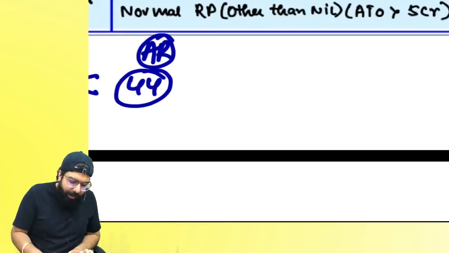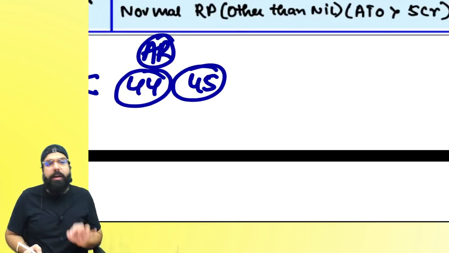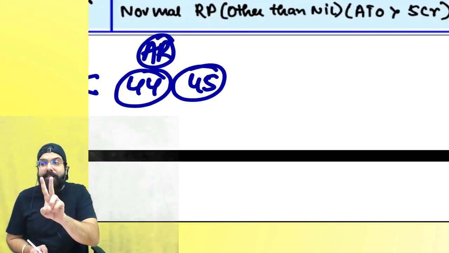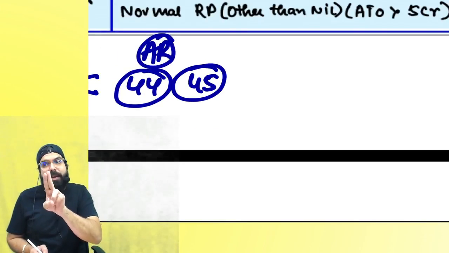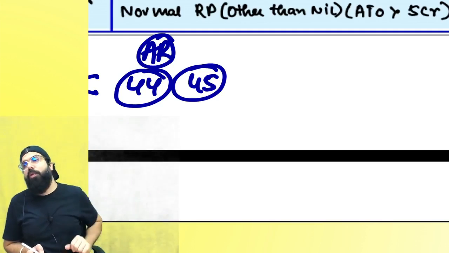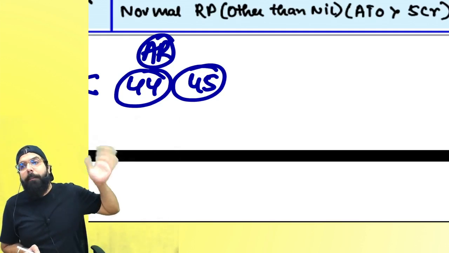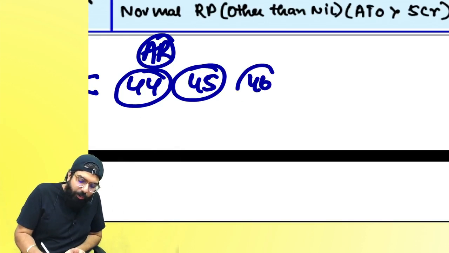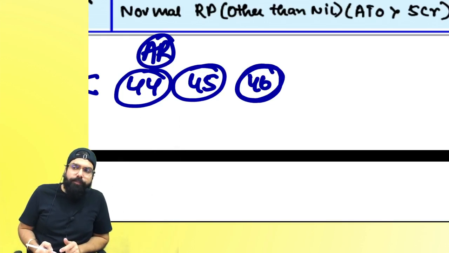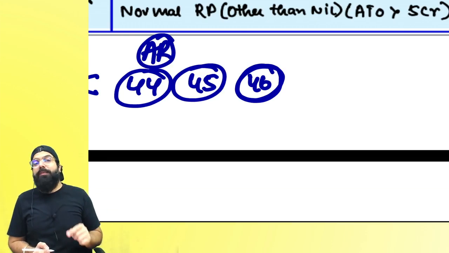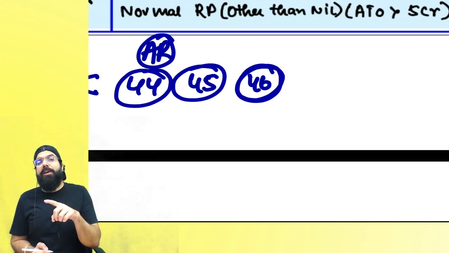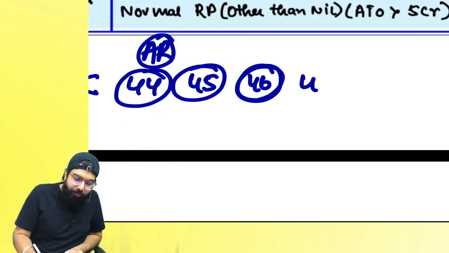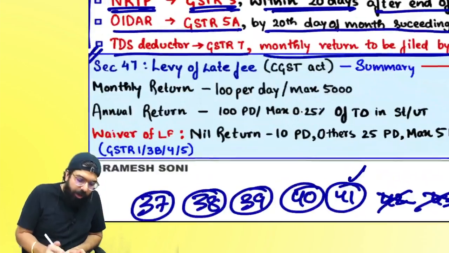Then we have section number 45, which is your final return, the bye-bye return. From the date of order of cancellation or the actual date of cancellation, whichever is later, within 3 months you have to pay your taxes and file your final return in case of cancellation of registration. Section 46 I have already told you about. If within 15 days you have not filed your return, notice will be given and you have to file your return within 15 days. Now 47 is talking about late fee.